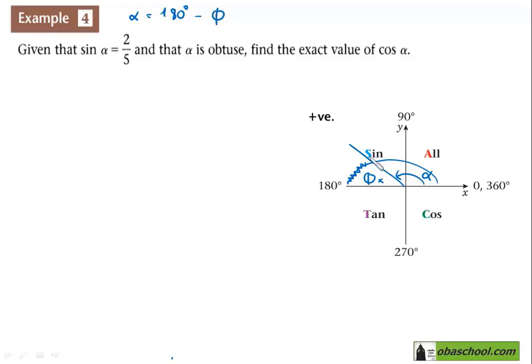Remember that we are working in the second quadrant, so only the sine is positive. So sine alpha is the same as sine phi. Cosine alpha for this obtuse angle equals minus cosine phi. We will not comment on the tan because we only need the cosine. Remember, we have the sine which is opposite over hypotenuse, so we will represent it on the right triangle, while knowing that angle phi is acute.